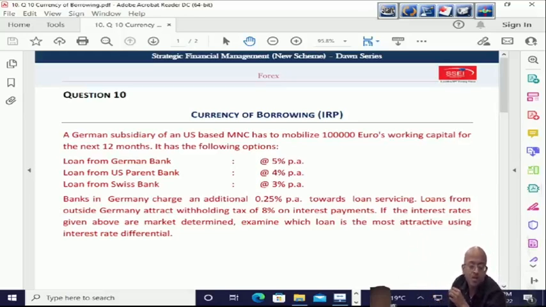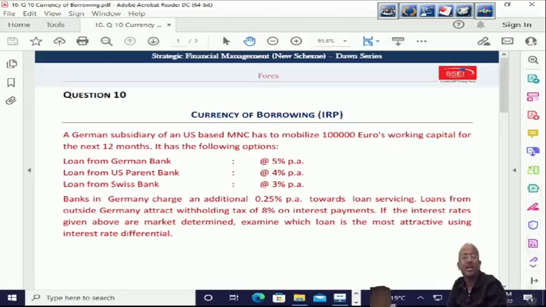Banks in Germany charge an additional 0.25% per annum towards loan servicing fee. Now this also I had adjusted in a different manner. According to my knowledge, the servicing fee is charged initially. So if you take a 100 loan, you pay 0.25 at that time upfront. So you get 99.75 and later on you repay 100 plus 5, 105. So I had solved by that logic, which is correct.